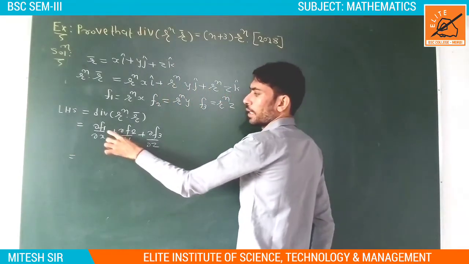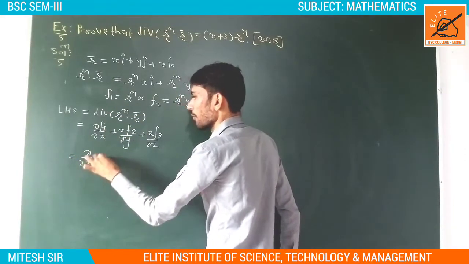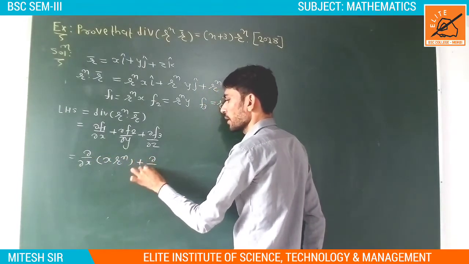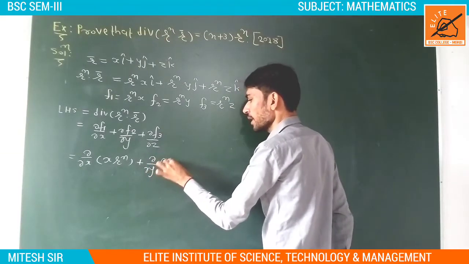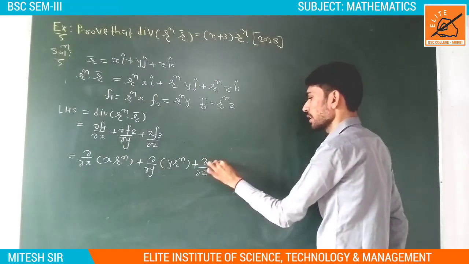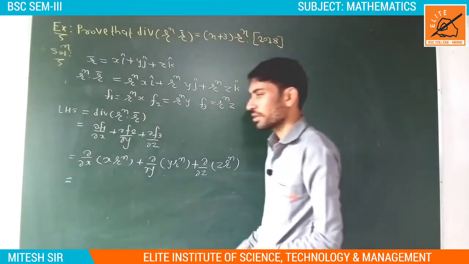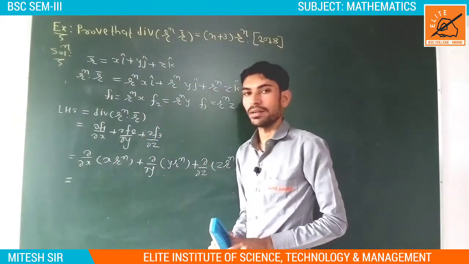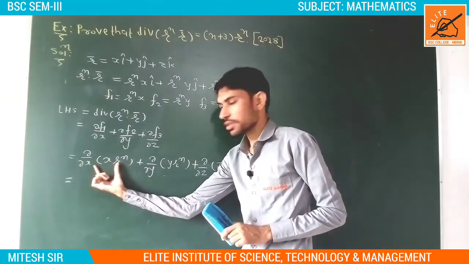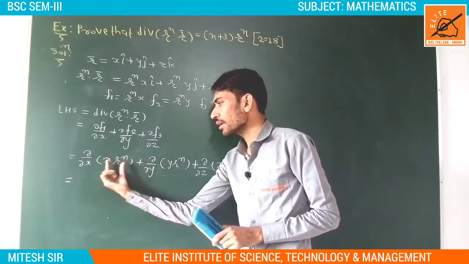So that means we are doing the partial derivative of f1 with respect to x. We write del upon del x of our f1 term, x into r raised to n, plus del upon del y of our f2 term, y into r raised to n, plus del upon del z of our f3 term, z into r raised to n. Now we are doing the partial derivative of our function x r raised to n. But here we apply the multiplication rule of the derivative. Why? Because it contains x, and r raised to n is also a function of x. So here we apply the multiplication rule.